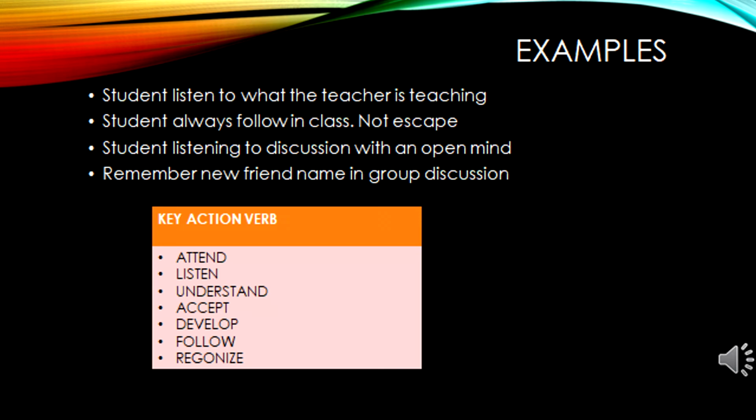Okay, these are examples of the receiving level that I can give to you. The first is the student listens to what the teacher is teaching. Second, the student always attends class and does not escape. Third is the student listening to discussion with an open mind. And the last one is the student can remember a new friend's name in group discussion. They can remember because they give attention in the discussion.